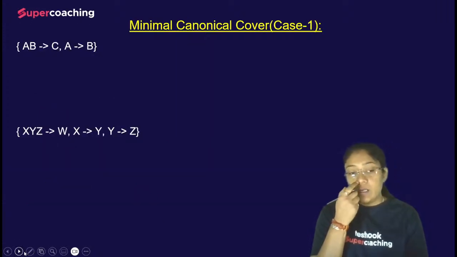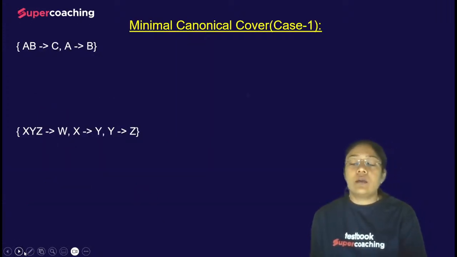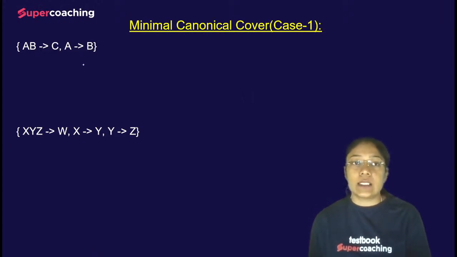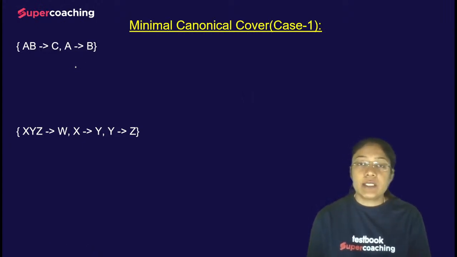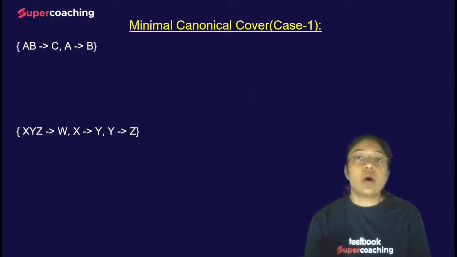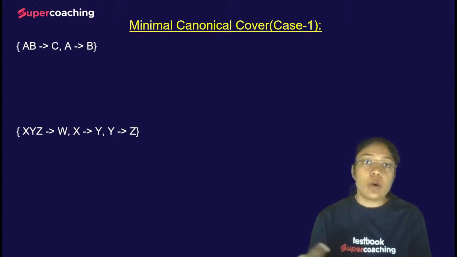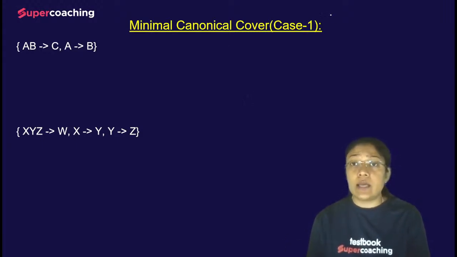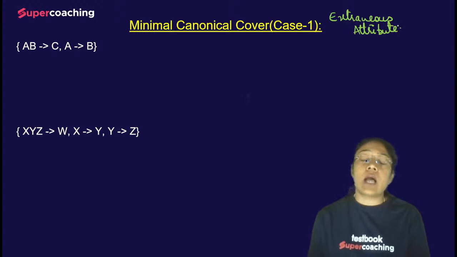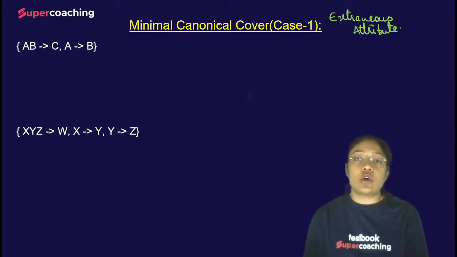Okay. Next, we'll be talking about the different cases. In the previous example, we had the extra or redundant functional dependency. Now we'll be covering the extraneous attribute. Extraneous attributes are nothing but the extra attributes. How and where to get the hint that there is any extraneous attribute?